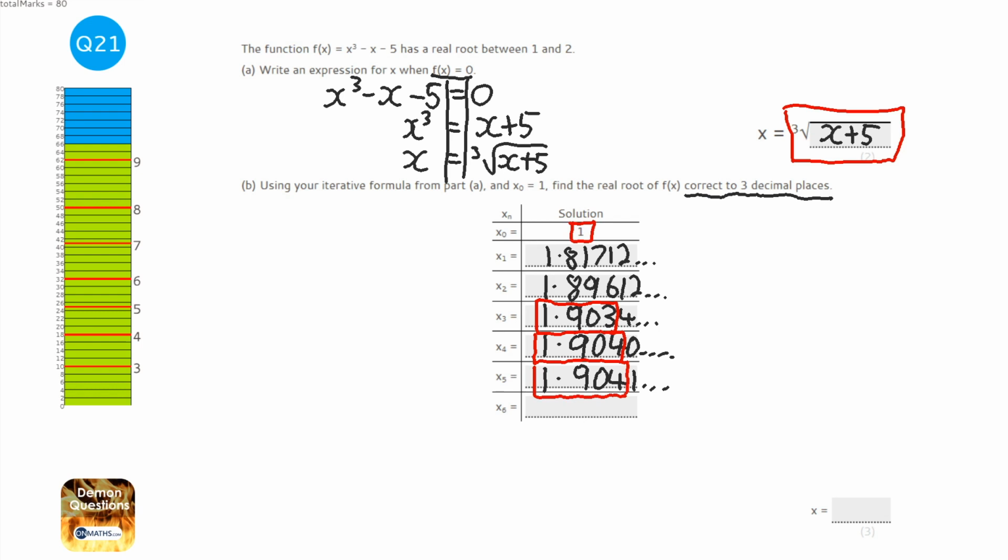Now, even if you were to carry on going, the first digits, the digits I've put a red square around, are going to remain the same. So as soon as you get two that are the same to 3 decimal places, that is your answer. So my answer is going to be 1.904. Obviously we haven't got it perfect, but if you carry on the iteration, you won't ever get anything different to 1.904. The only numbers that will change are beyond that. So that's why we can confidently stop now and say, yes, that's our answer.